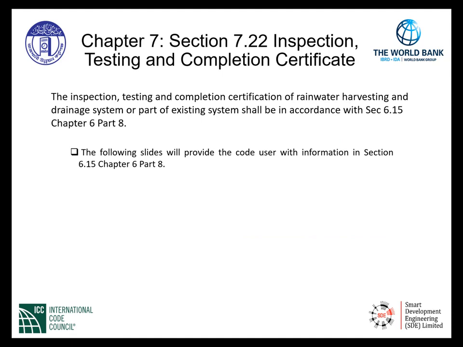Section 7.22, Inspection, Testing, and Completion Certificate. The Inspection, Testing, and Completion Certificate of rainwater harvesting and drainage system or part of existing system shall be in accordance with Section 6.15, Chapter 6, Part 8. The following slides will provide the code user with information contained in Section 6.15 of Chapter 6, Part 8.